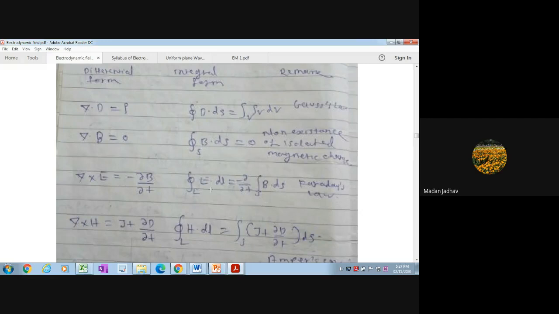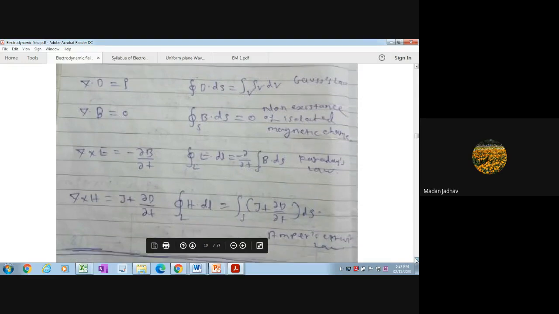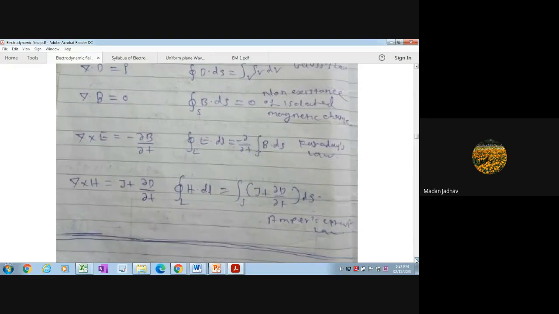And you can also obtain the induced EMF by using this equation, that is the closed line integral of E dot dl is equal to minus ∂/∂t of the surface integral of B dot dS. Now the problem may be asked, where B will be given and you have to find out E, like this numerical, or as an objective type question where you have to identify the correct answer from the given options.